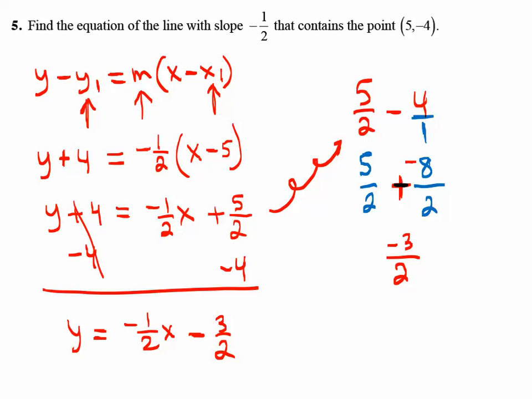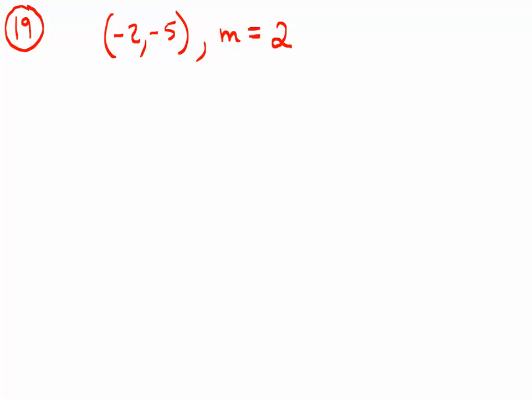Okay, let's do a slightly easier problem than this, just because there are fewer fractions here, just for you guys to get used to the pattern that we're using. So here's our formula. Plug in the slope, plug in the point, and then we distribute the slope, move everything over, solve for y. This one I just took as number 19 from the homework. Number 19, I have a point of (-2, -5). M is equal to 2.